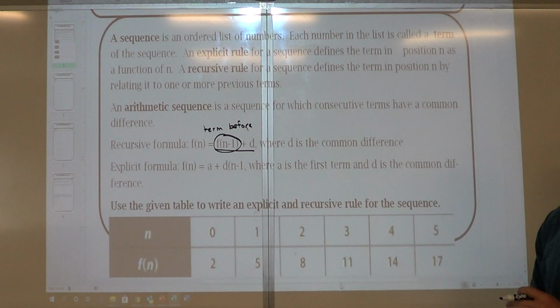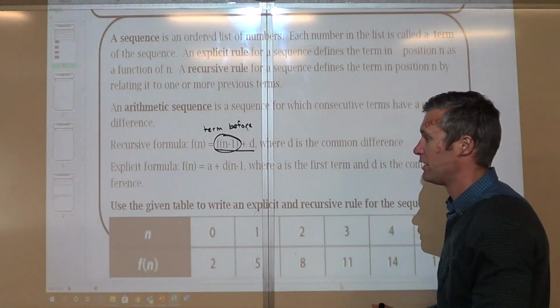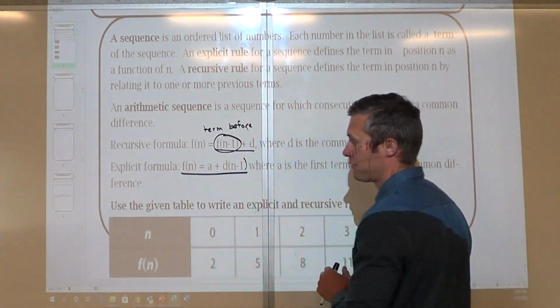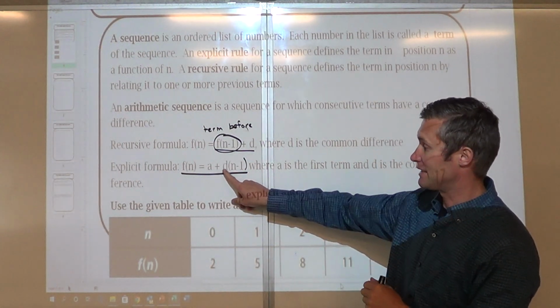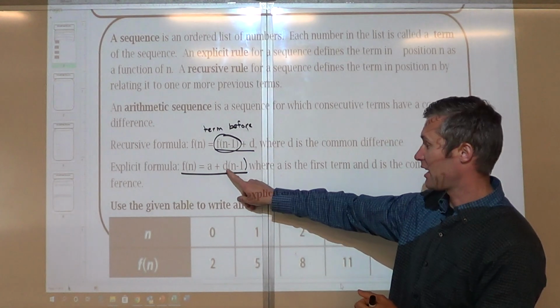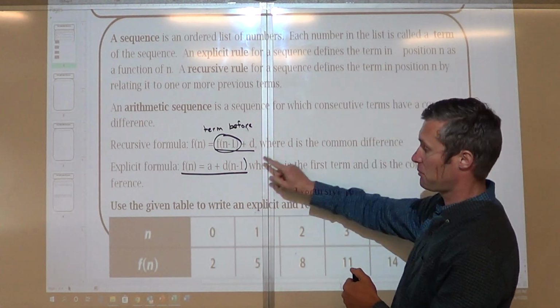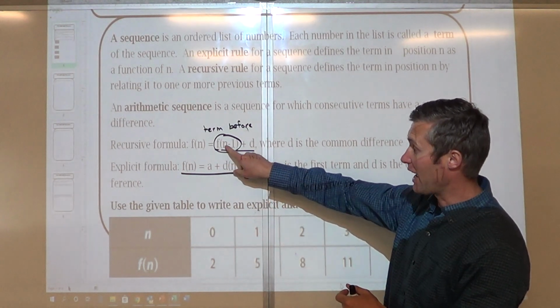The explicit formula is based upon the position. If I want to find the 10th term, I plug in 10 for n. So again, here's our next one: f of n equals a, our first term, plus d, my common difference, times n minus 1, the position it's in. If I want to find the 10th spot, I would go 10 minus 1.